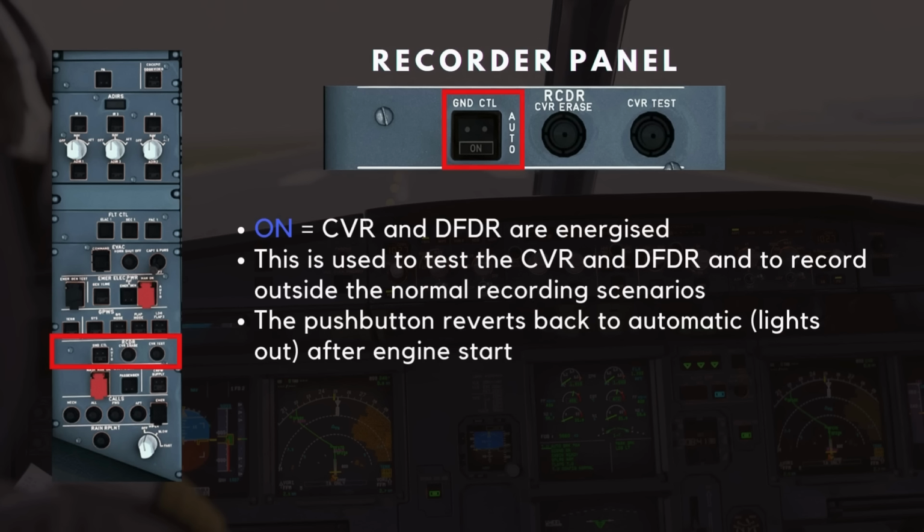When the ground control push button is selected on, the CVR and DFDR are energized. This is used to test the CVR and DFDR and to record outside the normal recording scenarios. The push button reverts back to automatic after engine start.